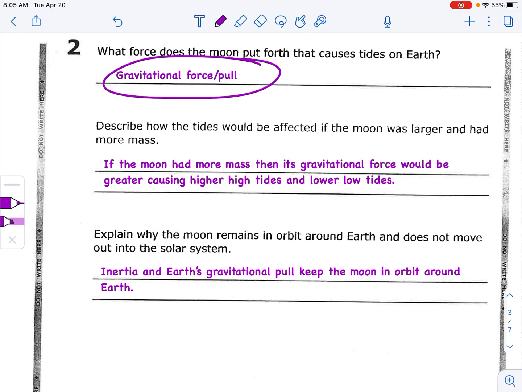Explain why the moon remains in orbit around Earth and does not move out into the solar system. Well, we know that the two forces that keep an object in orbit around another object in our solar system are inertia, which is moving in a straight line, and Earth's gravitational pull, gravity, which keeps that object in an orbit or in a tug around the larger object. So inertia and Earth's gravitational pull keep the moon in orbit around Earth.